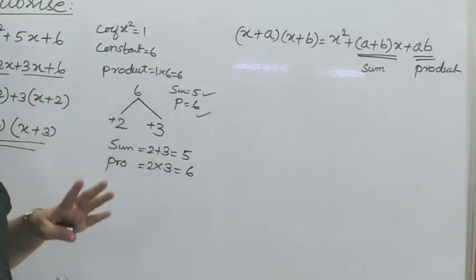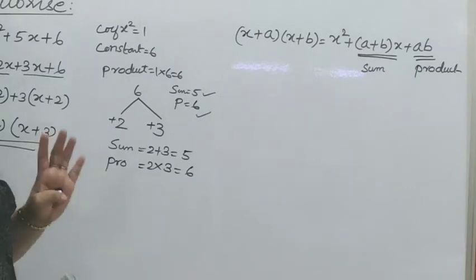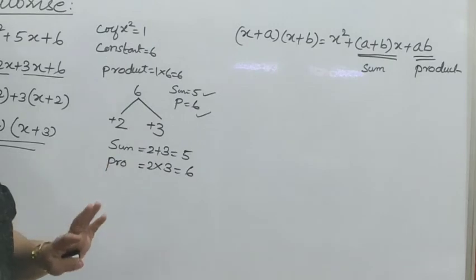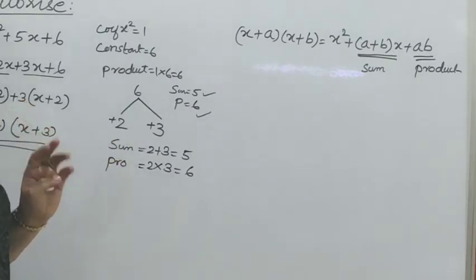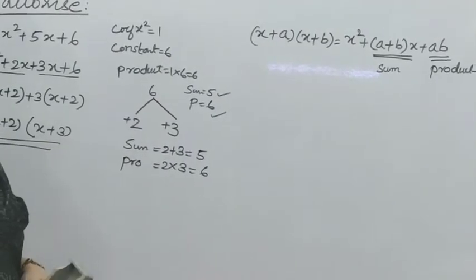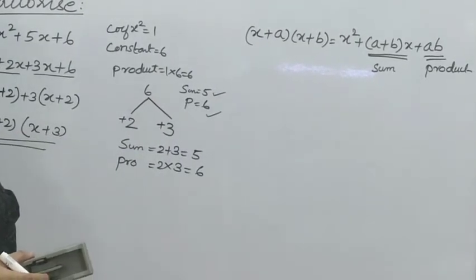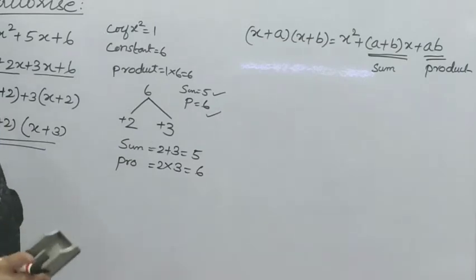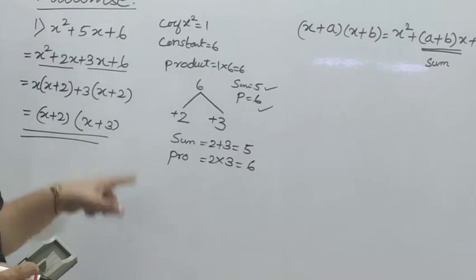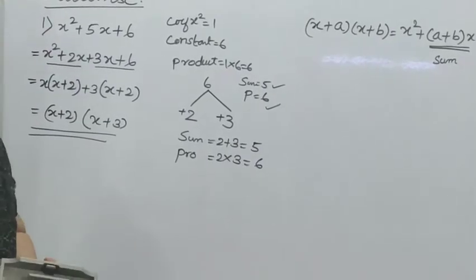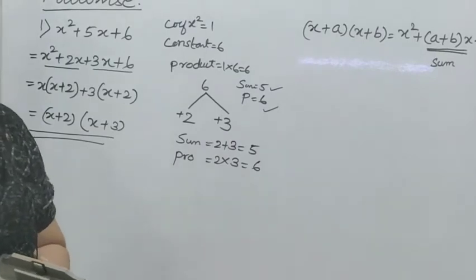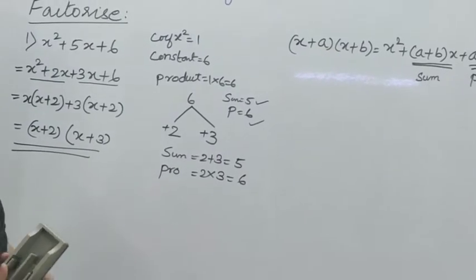You know that the factors of 6 are 1 and 6 only, but it is not possible to get a sum of 5 from them. Either sum or product, one of them is not satisfying. We should check the criteria for both, that the sum should be satisfied and the product should be satisfied. Those numbers should be used for splitting the middle term. So this type of factorization is also called splitting the middle term. Factorization of polynomials by using splitting the middle term, this is the way to do it.